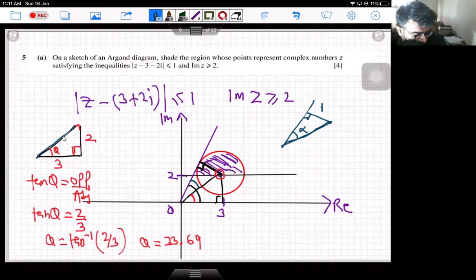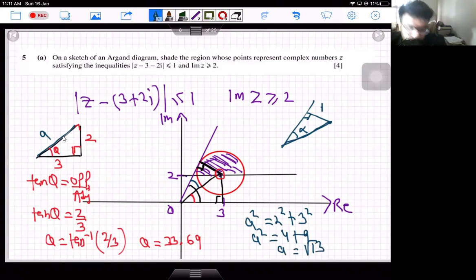Let's say this line is known as A. So according to Pythagoras theorem, A square is equal to 2 square plus 3 square. So A square is equal to 4 plus 9. A square is equal to 13, and therefore A is equal to under root of 13.